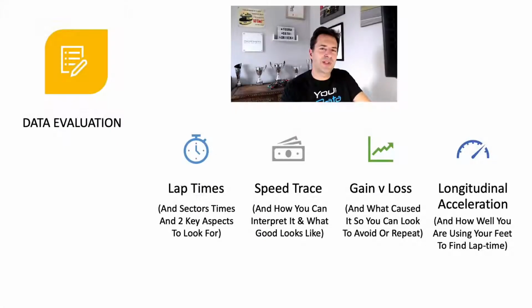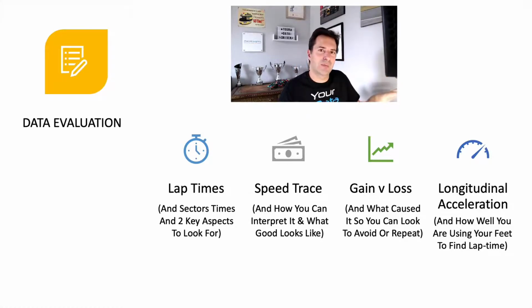Once you start to have some data, you're going to pull it up and you're going to be looking at it, and this is possibly where you're already at. You've got the squiggly lines in front of you and it's a bit overwhelming. So the main body of this course is around data evaluation. We're going to start off with lap times. That might seem obvious, but there's quite a lot to lap times. You can look at sectors and you can look at 2 or 3 other key ways of looking at the data and the times to start to give you a feeling of, what happened? Because I want to inform my driver plan.